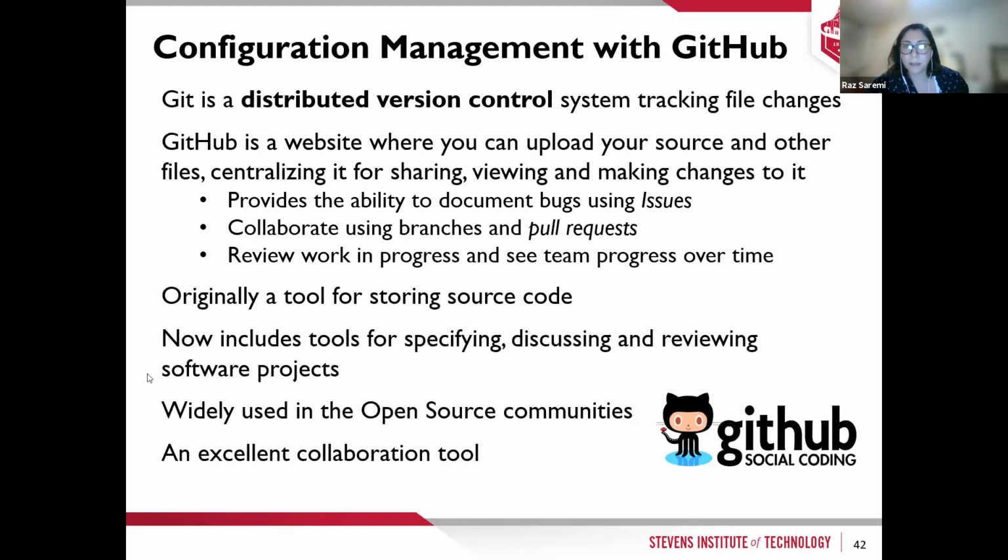And in GitHub, we can do everything automatically. We already know that Git is a distributed version control that works on the cloud. Online, we can have access to everything. It wasn't originally a tool for only storing source, but right now we are using that for configuration management and development. And it's very widely used in open source.